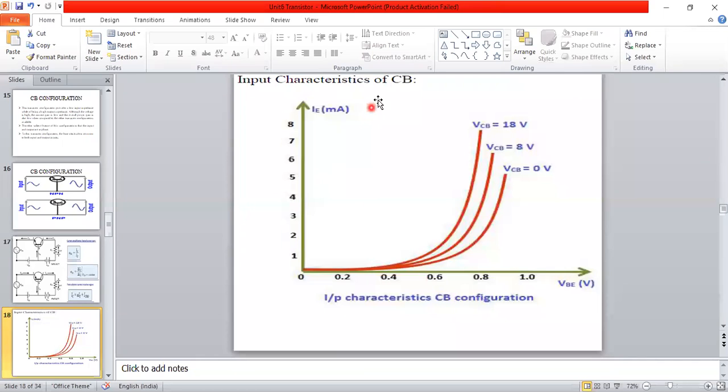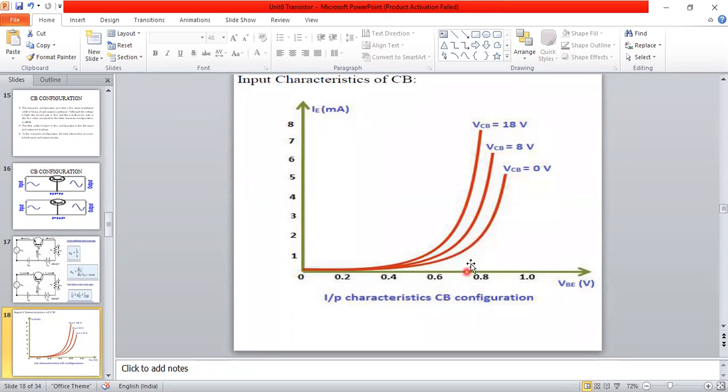So which one is common here? Base is common. So common base is nothing but base versus collector, that is common here now. Constant we are going to consider, VCB equal to 0. If VCB is 0, then it will take more input voltage here, and it will start conduction.